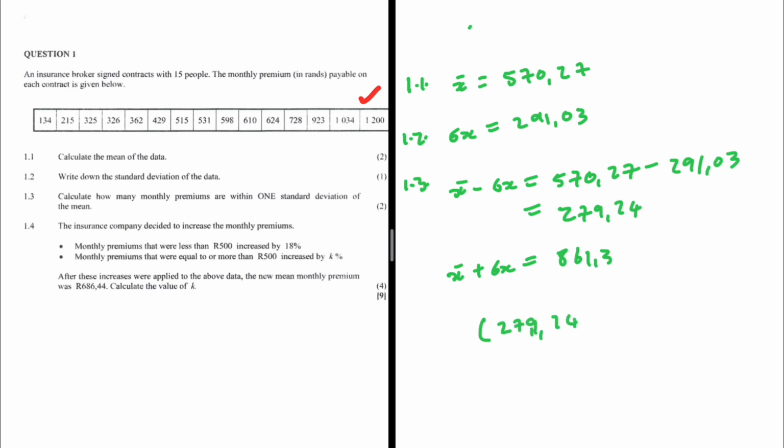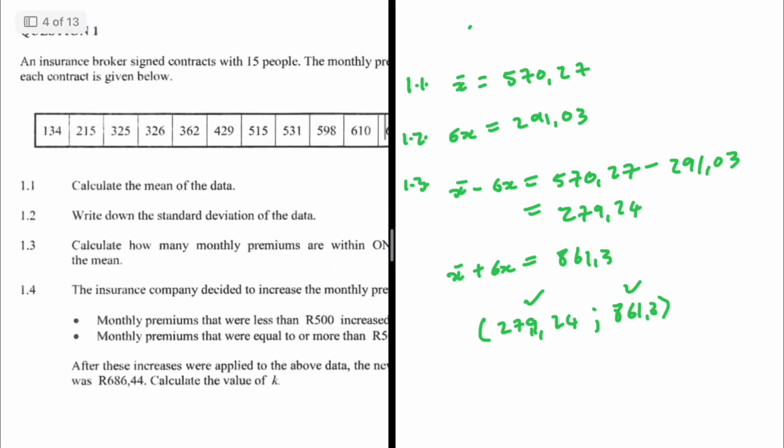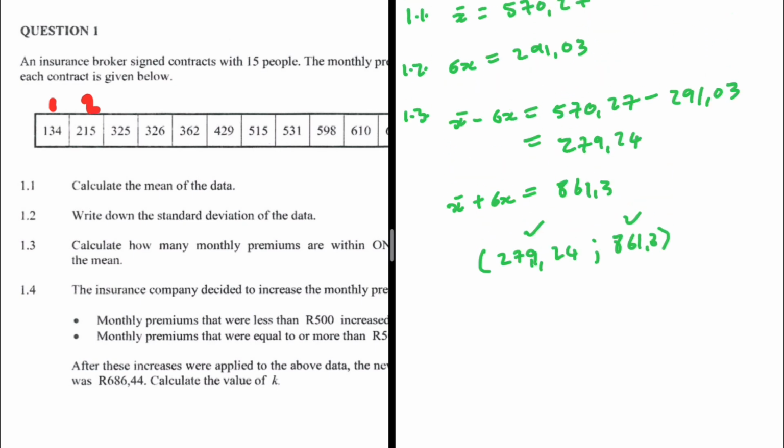So we are looking for values that lie outside this range from 279.24 to 861.3. We're looking for data points that lie outside this range. So we're interested in everything that is less than 279.24. So let's look for that. This is less than, right? So 1, this is also less than 279. Okay, I think that's it.